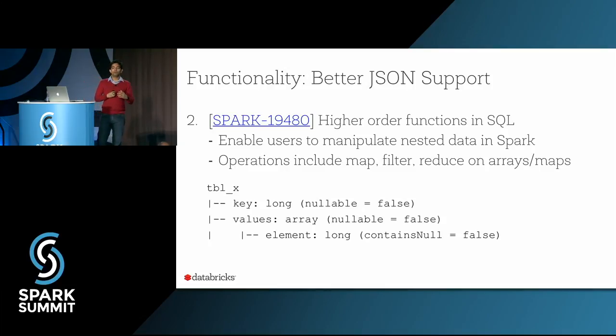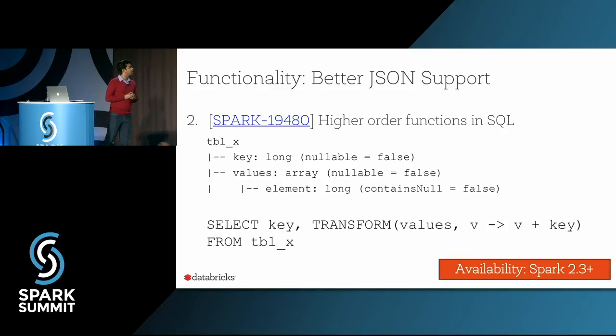So if you want to manipulate this data, let's say, hypothetically, I would like to append the key to the list of values. It's really complex to write these queries such that they are performant. In Spark 2.3 and beyond, once we add these higher order functions in SQL, we would be able to write transformations or map functions like this.